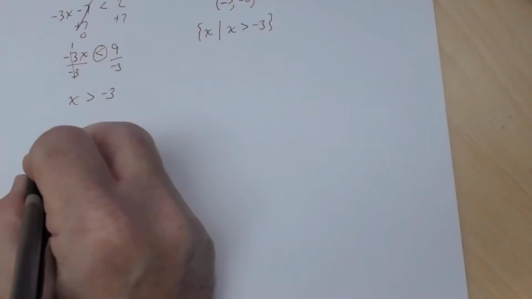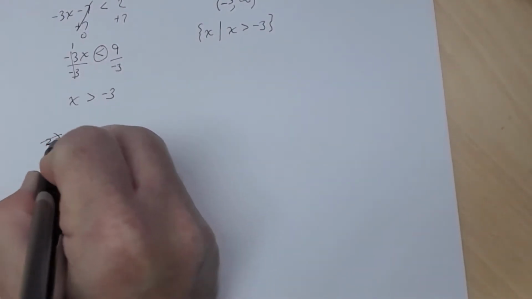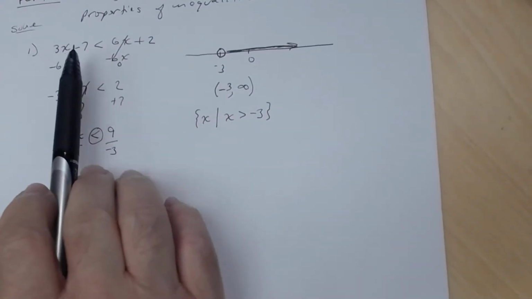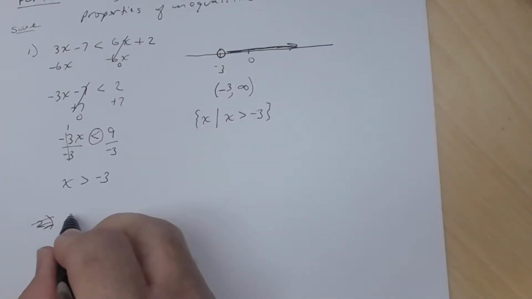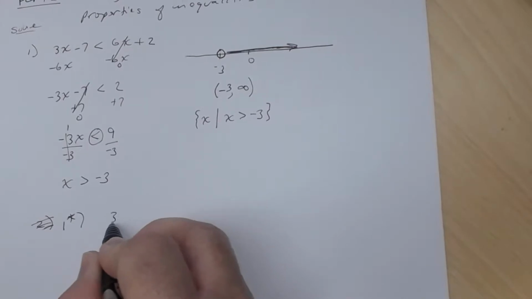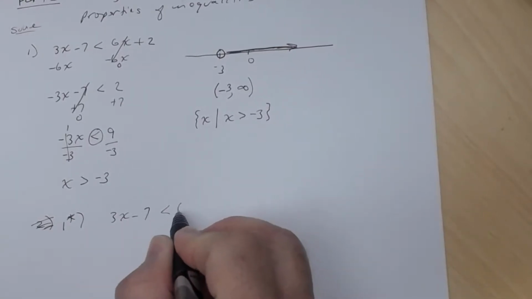Okay, now let's remember about this. Let's look at the same problem again. I'm going to label this as 1 star. And so we had 3x minus 7 is less than 6x plus 2.